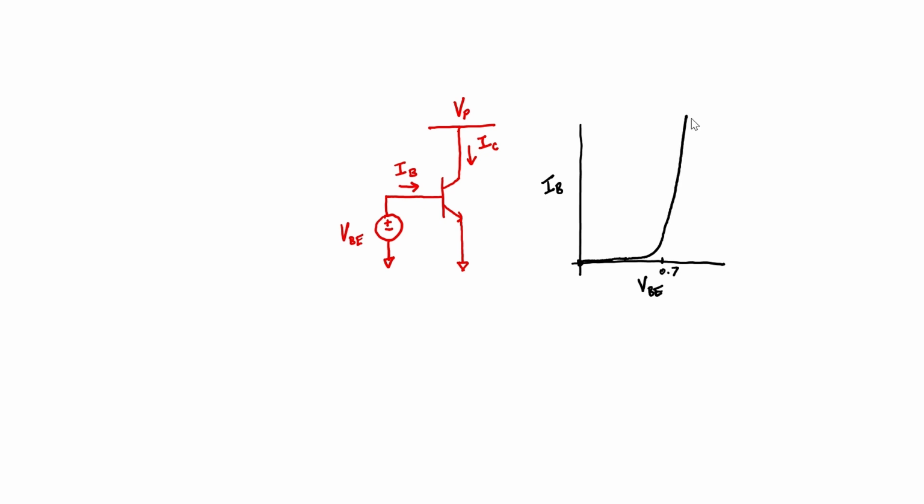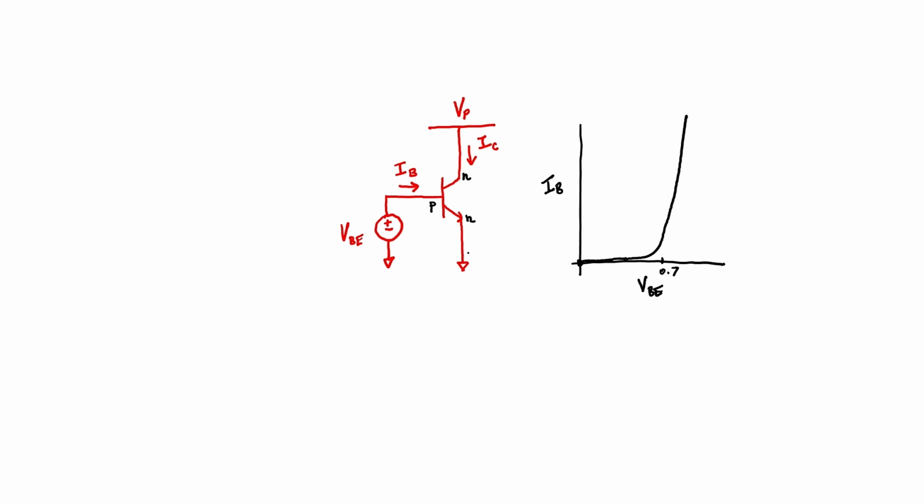It's an exponential rise. What does this curve remind you of? Well, it should remind you of a silicon diode. And that's exactly what we have in an NPN transistor. The collector is doped N-type, the base is doped P-type, and the emitter is doped N-type. So if I concentrate only on the base emitter junction, I can see that it's a PN junction, a forward bias diode, in other words.